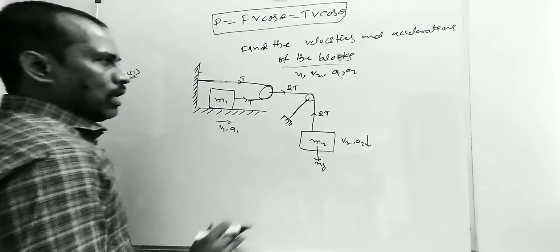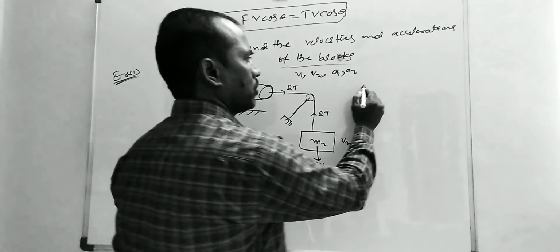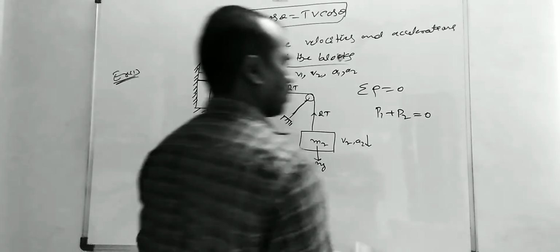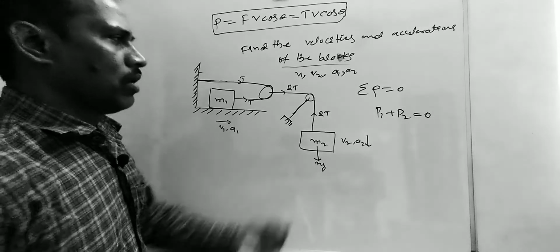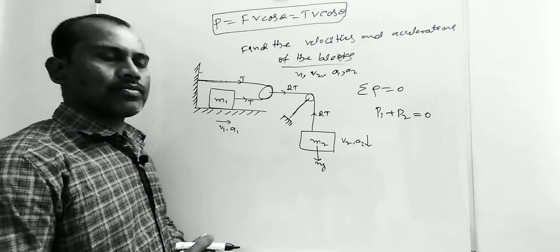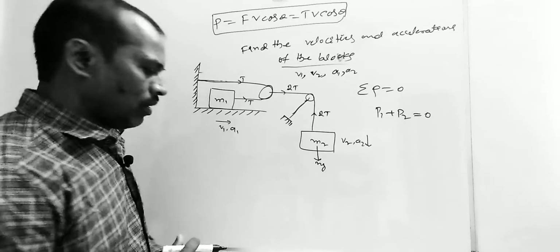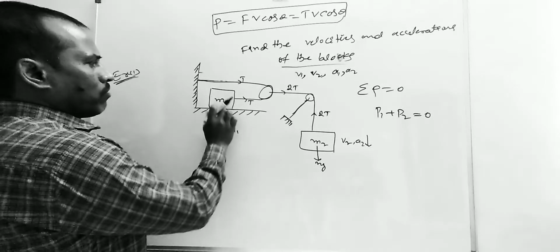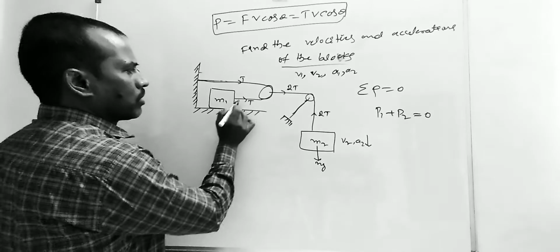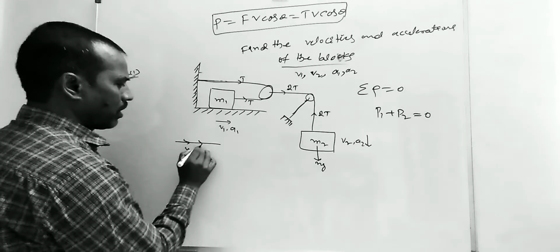Now the net power of this system is 0, that is, summation P is equal to 0. That means P1 plus P2 is equal to 0, where P1 is the power of block M1 and P2 is the power of block M2. Now, in this case block M1 moves with velocity v1 and acceleration a1 in the forward direction. The tension force is also in the same direction, so velocity v1 and the tension force are in the same direction.